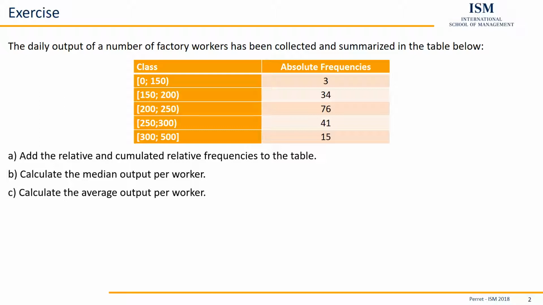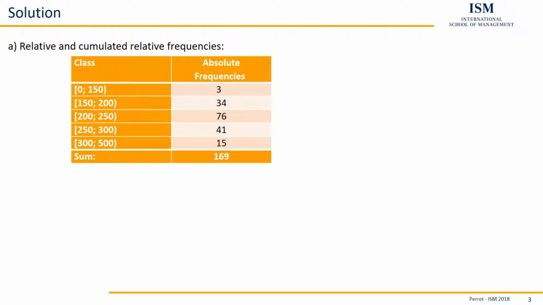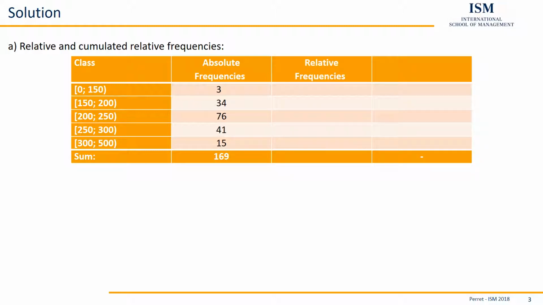Let's work our way through the three parts of this exercise. In the first part, we consider the table as is with the absolute frequencies and sum all of them up, so calculate the overall number of observations. Then we can just divide all of our absolute frequencies by the number of observations, and we get the relative frequencies. However, we not only have to calculate the relative frequencies, but as well the relative cumulated frequencies.